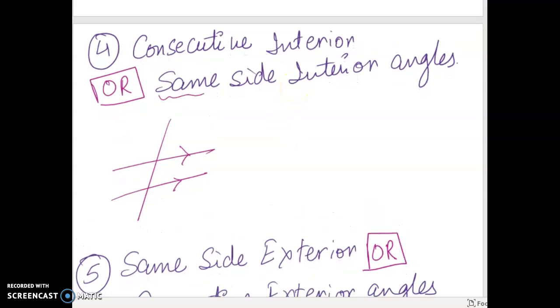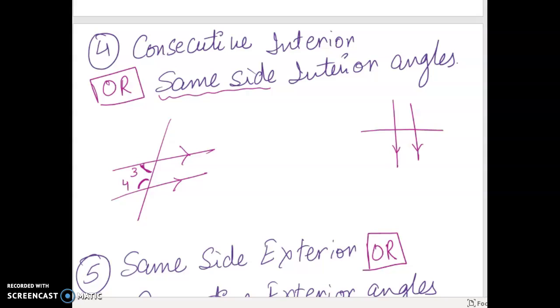Same side interior, as the name suggests, will be either on the right hand side of the transversal or on the left hand side, right? But if the lines are somewhat like this and cut by transversal, they might be on the upper part of the transversal or on the down part of the transversal. So these two lines are also forming the transversal, just changing the orientation of it. So same side interior will look like this. This teeny tiny angle, let's label it as 3 and let's label this one as 4.